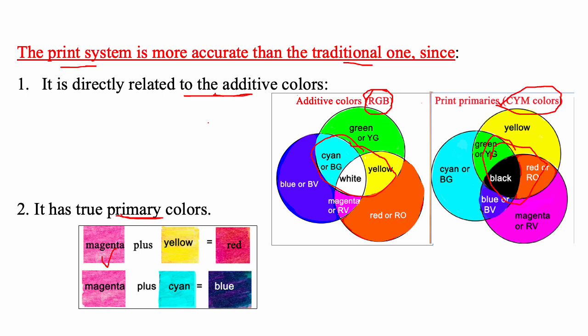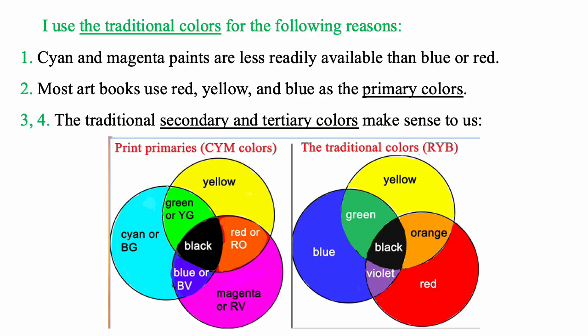Magenta and cyan are primary colors that cannot be made by mixing 2 other colors together, whereas red and blue are secondary colors. I'm still going to use the traditional color wheel because cyan and magenta paints are harder to find than red and blue. Most art books use the traditional colors, and the traditional secondary and tertiary colors make sense to us.